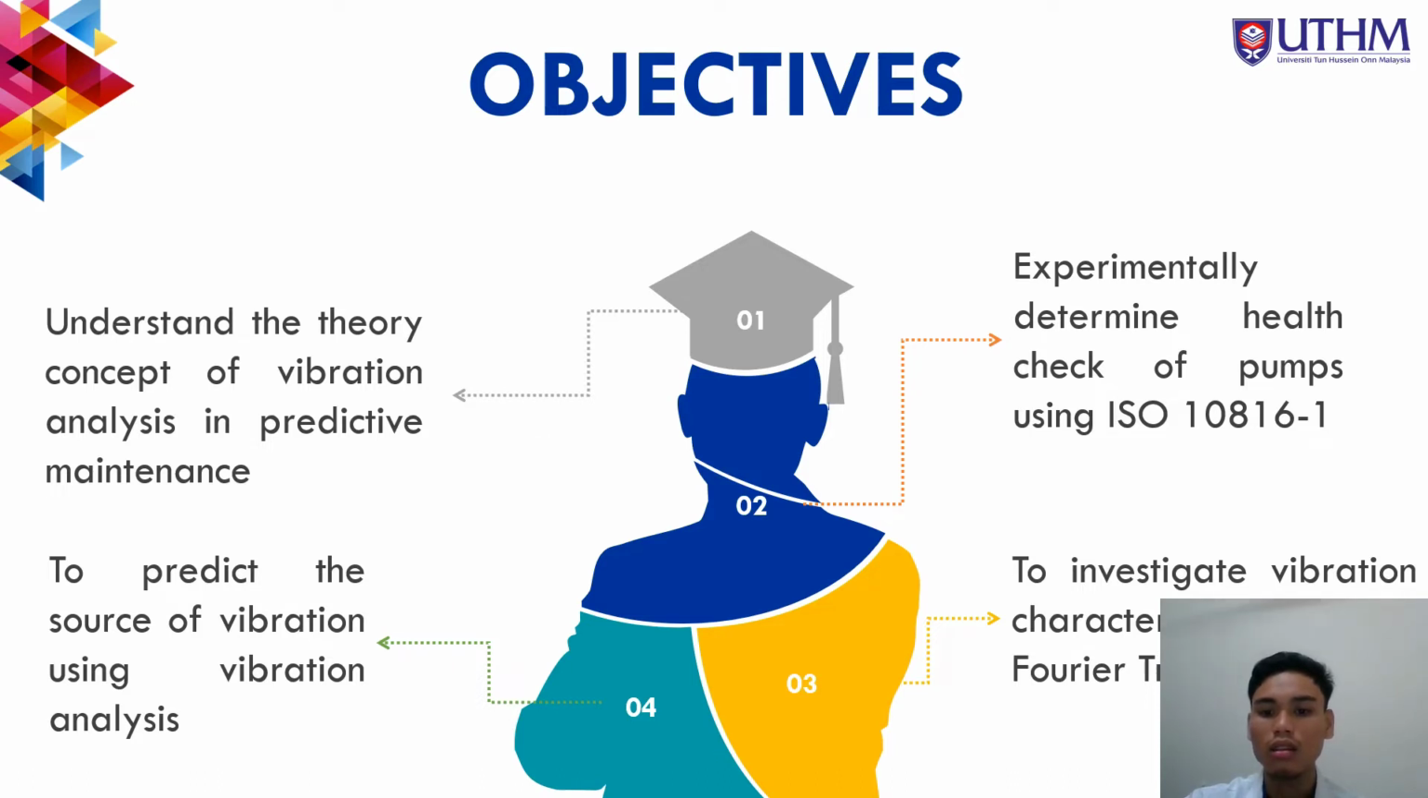The third is to investigate the vibration characteristics using the fast Fourier transform method. The characteristics of the vibration spectrum can be analyzed to detect faults of the pump. And the last is to predict the source of vibration using vibration analysis. With these characteristics, we can predict the source and predict the maintenance that can be done on the pump.